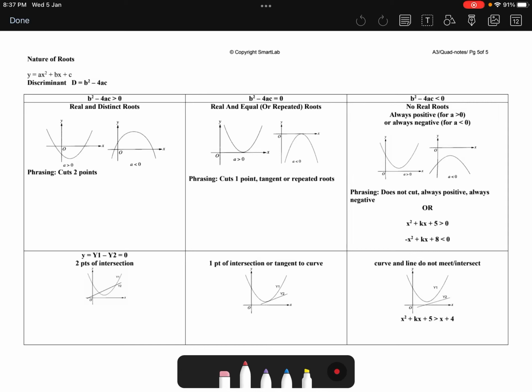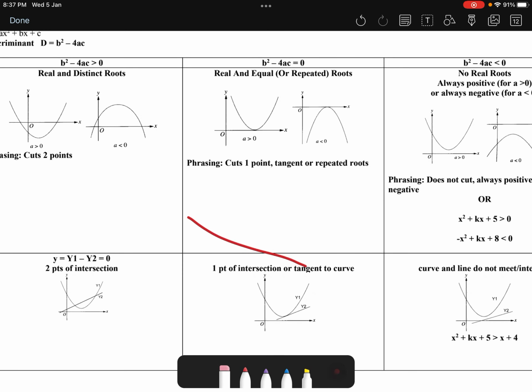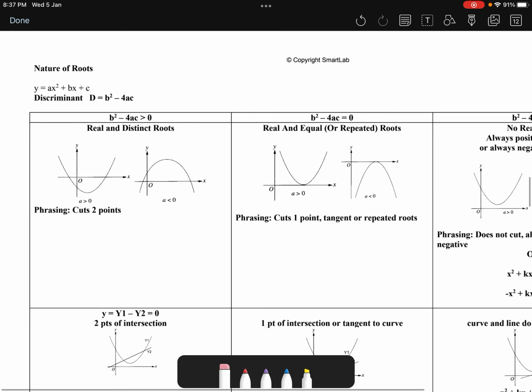Alright, so after learning the quadratic formula, now we go to the nature of roots. So what is the nature of roots? From the previous video, we have seen three cases. The first case is where I have two solutions. If I have two solutions, whatever is inside my square root must be more than 0, which I've mentioned to you just now.